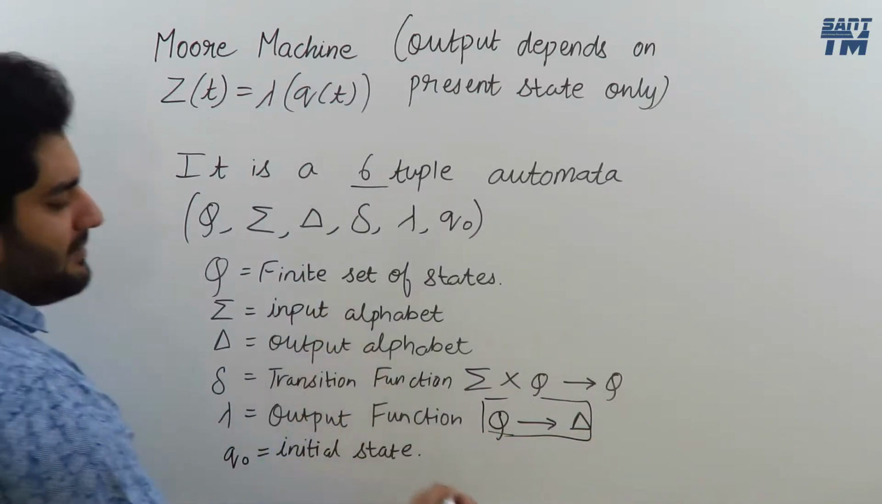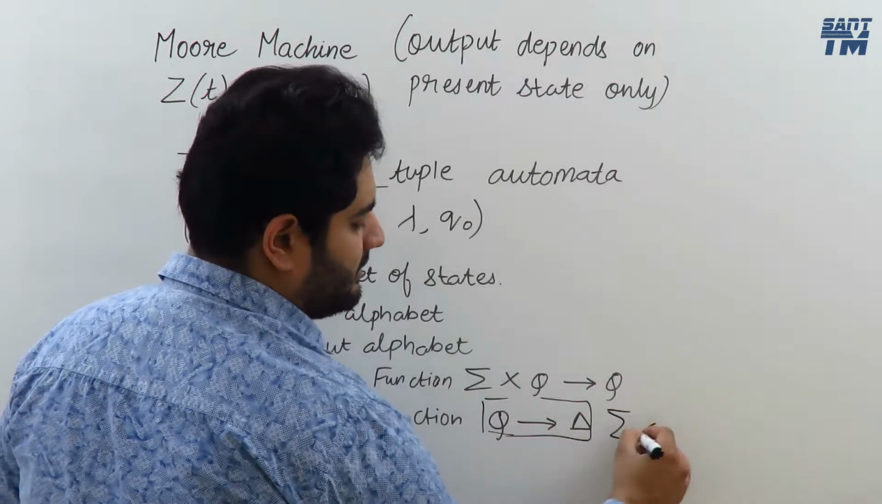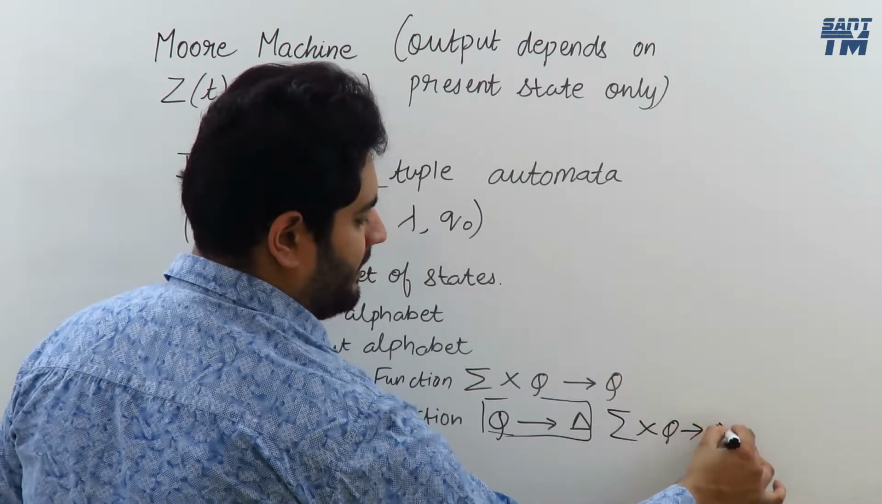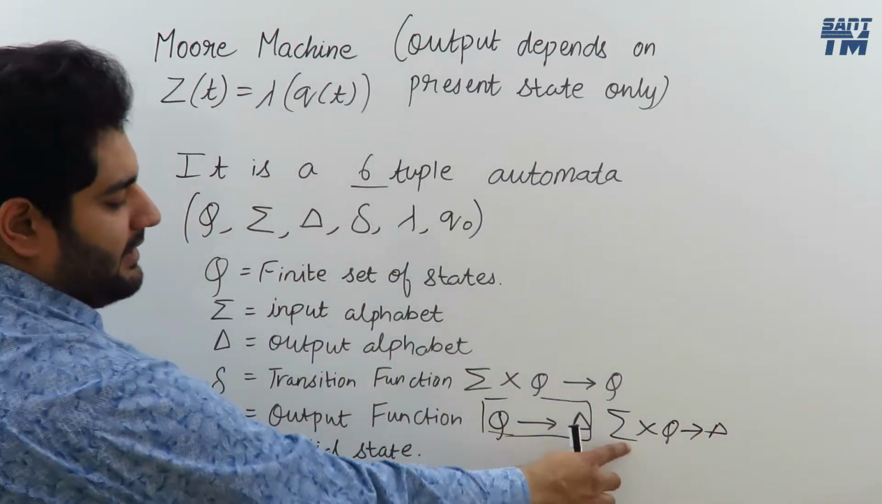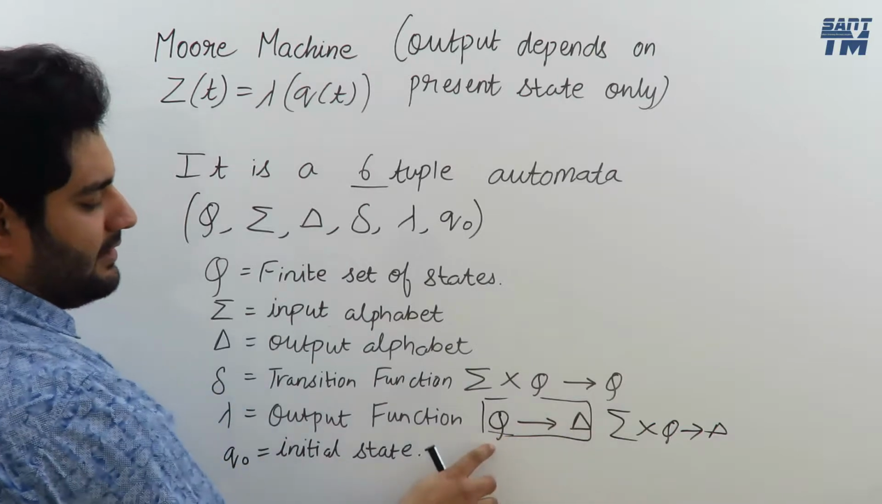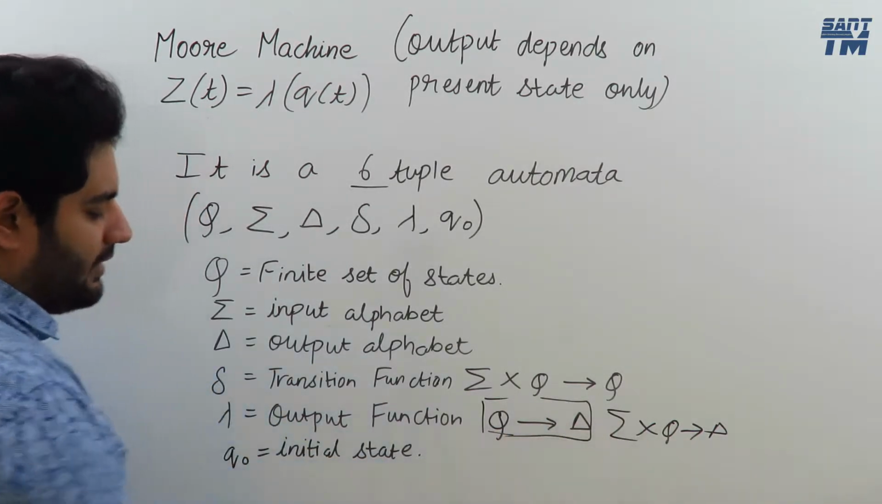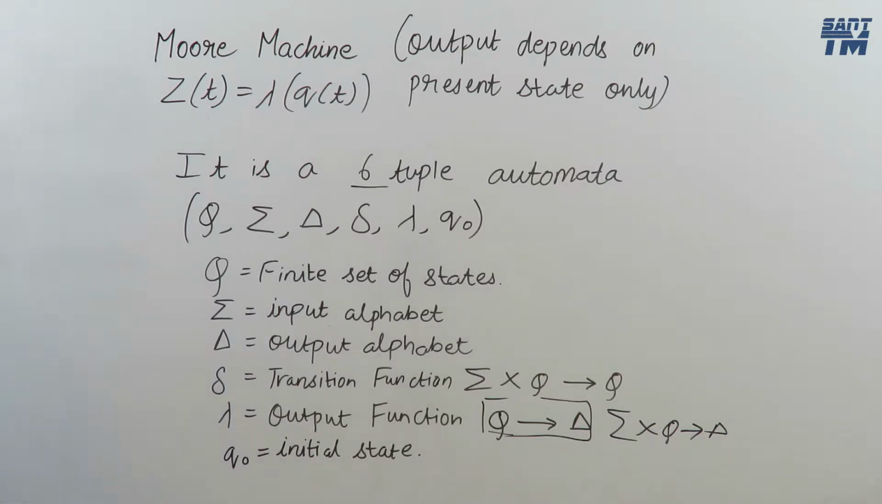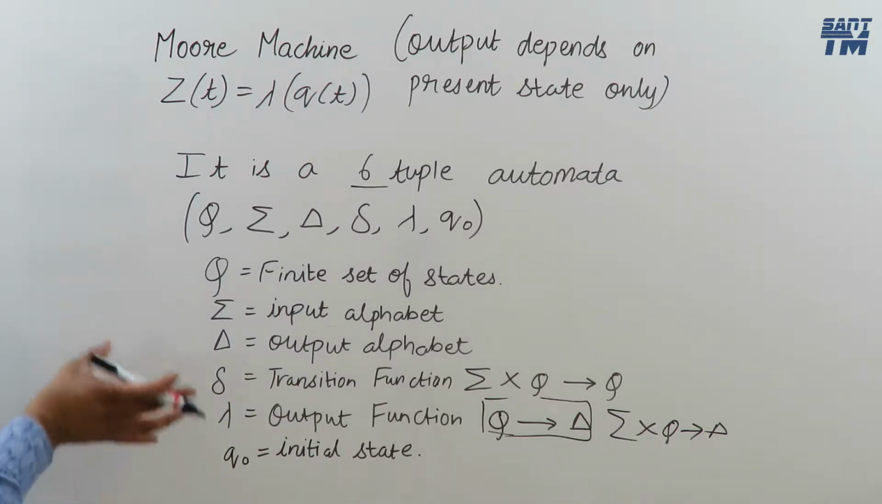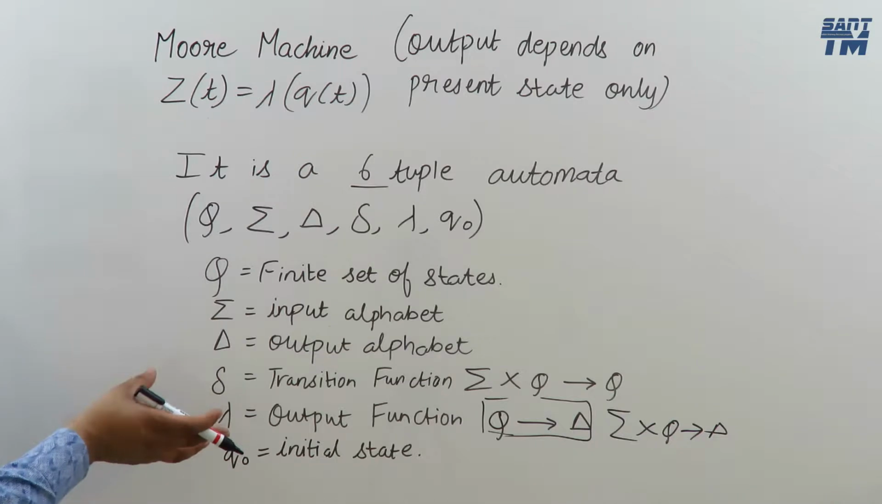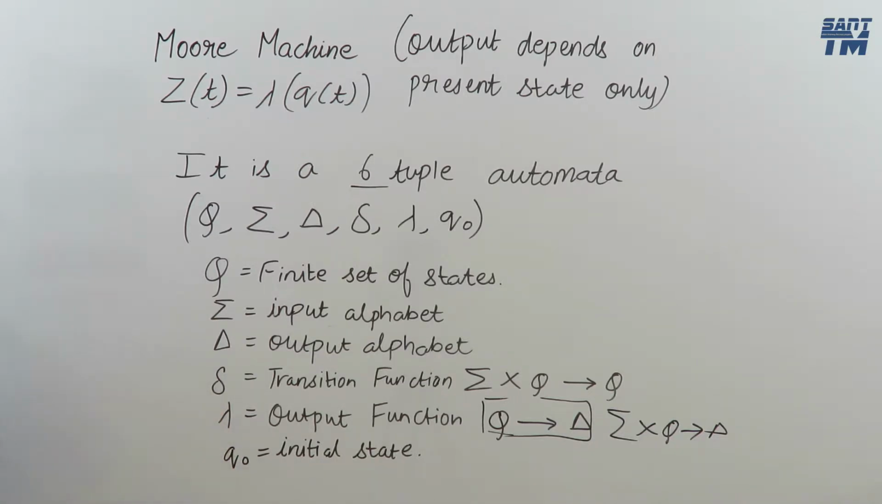In case of Mealy machines, it was sigma cross Q maps to triangle, because the output was dependent on the input symbol also, but here it is dependent only on the state, so sigma is not included. Q maps to triangle only. Q naught is the initial state. Now we will study the transition table for this Moore machine, and it will be clear to you what is the major difference between Mealy and Moore machines on seeing that transition table.